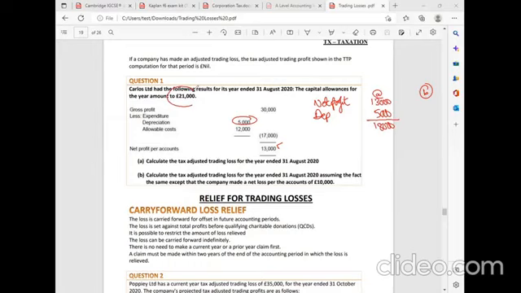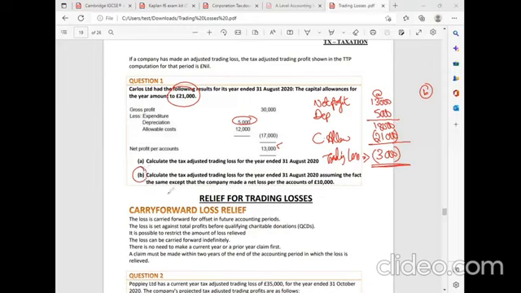Any other thing? There's capital allowance. How much capital allowance? 21,000. So the answer is coming in minus. It's a loss, a trading loss. This is the way the trading loss will arise for the company, similar to the individual.